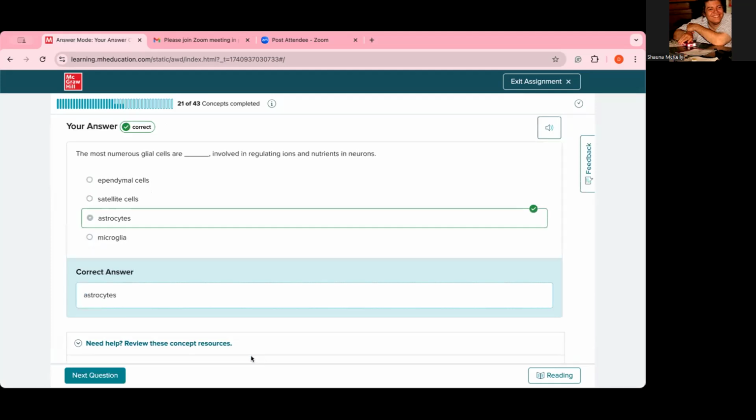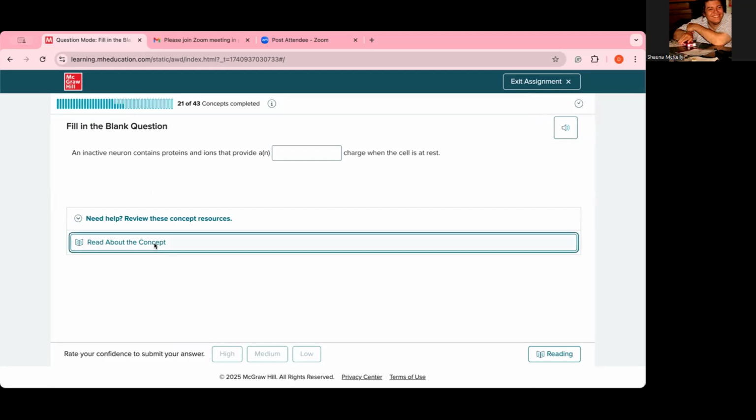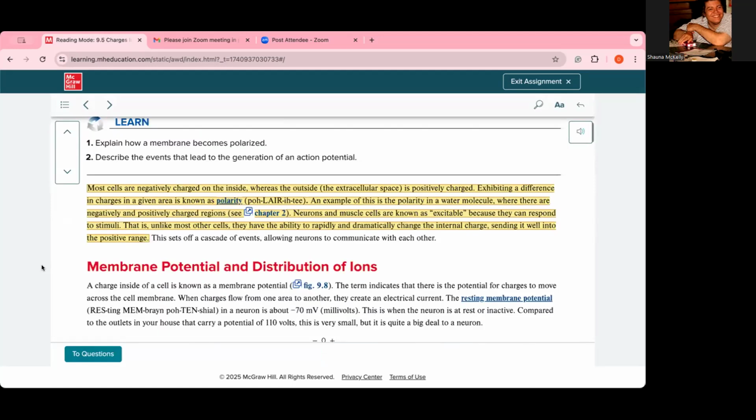Okay, next question. An inactive neuron contains proteins and ions that provide a blank charge when the cell is at rest. I don't know that we've read that. Let's read it.